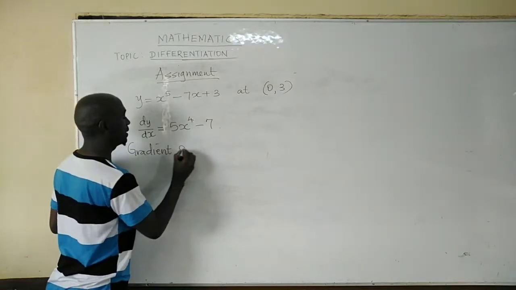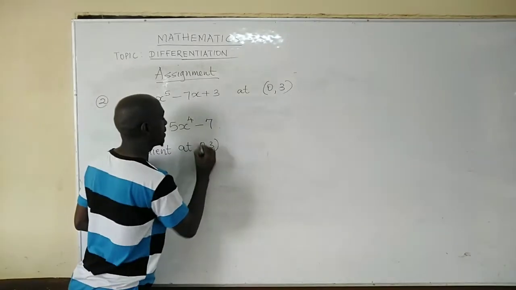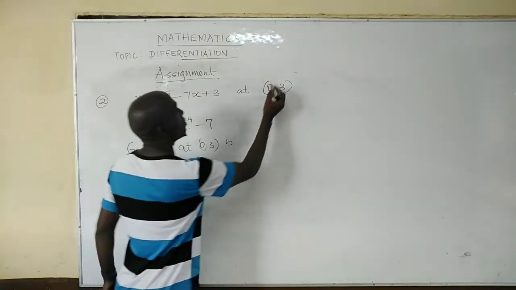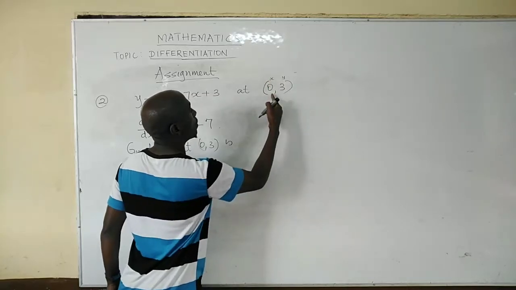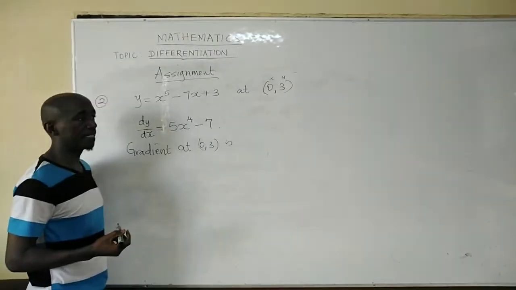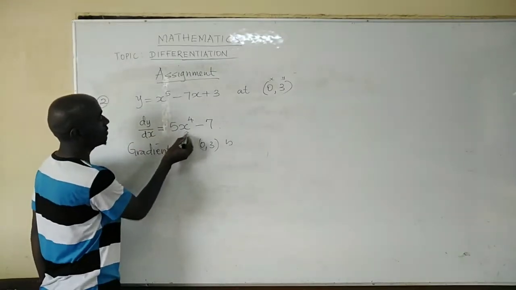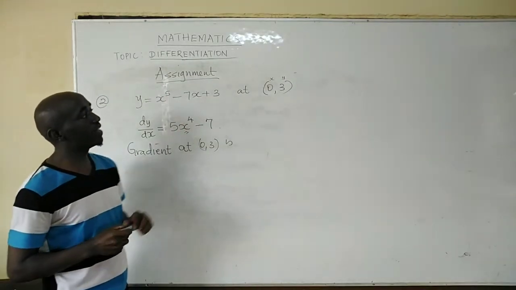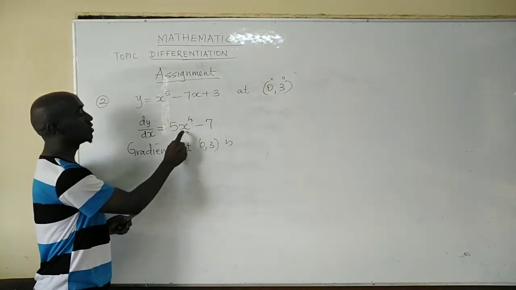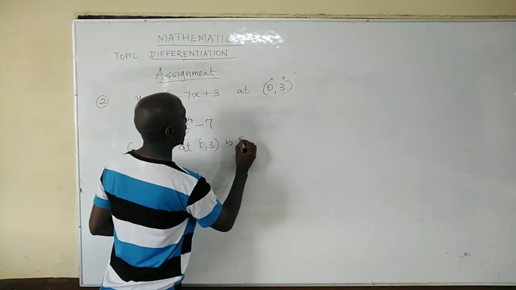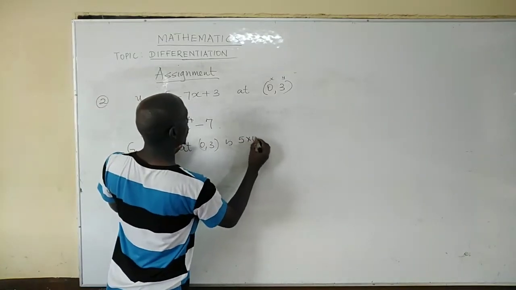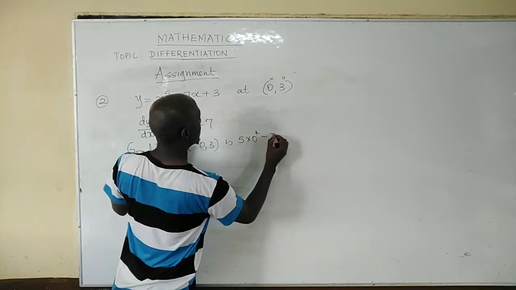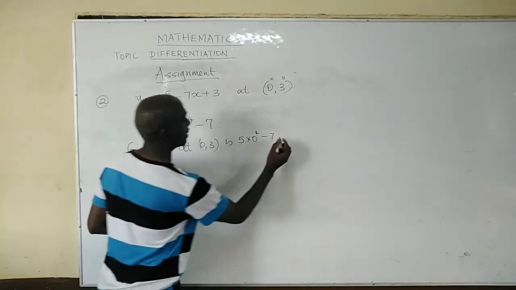So the gradient at 0, 3 is, you now come with, you use your x coordinate, because here in the gradient function we have x. You just replace x with the value of the x coordinate, which is 0. So we shall have 5 times 0 raised to the power 4 minus 7. What is that, my dear Anna?